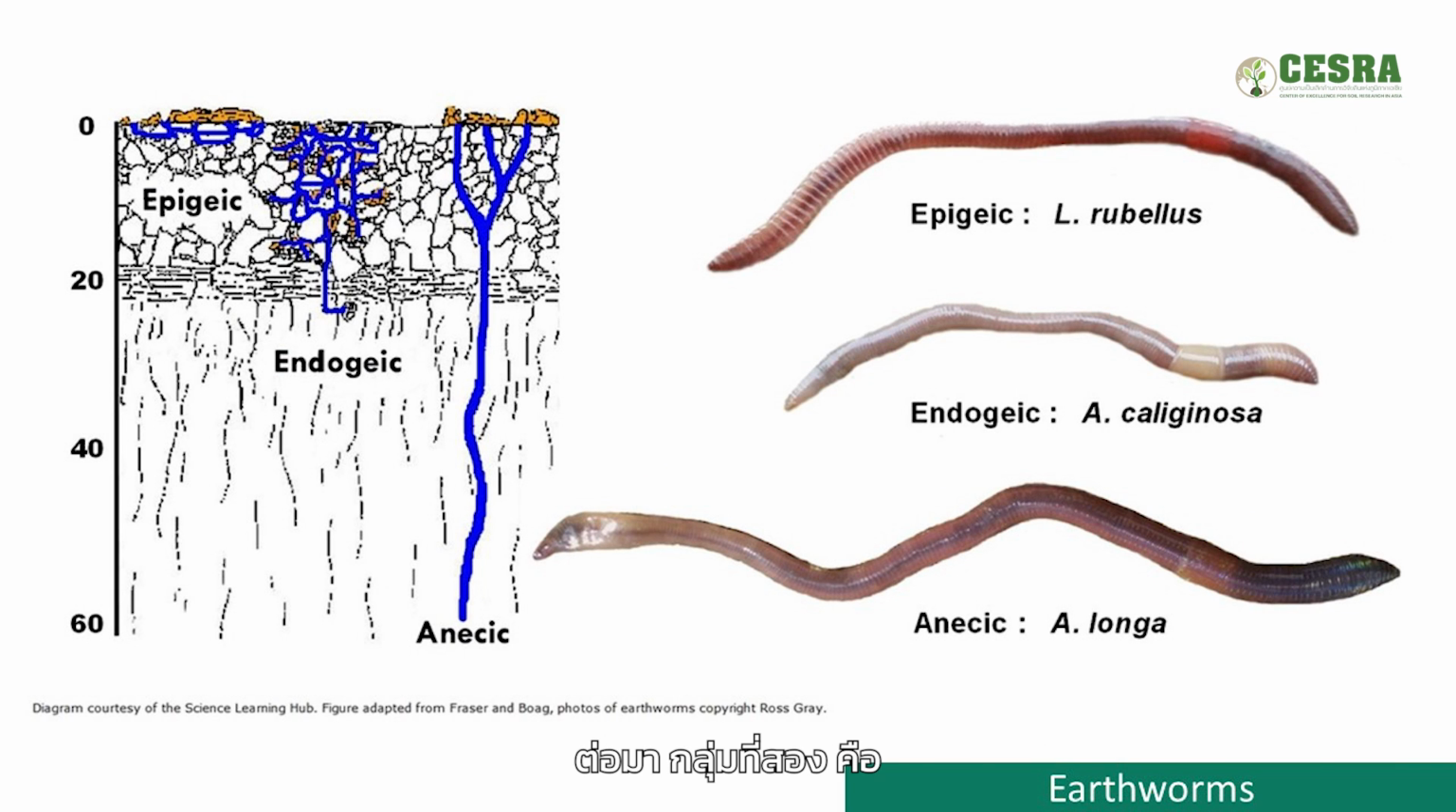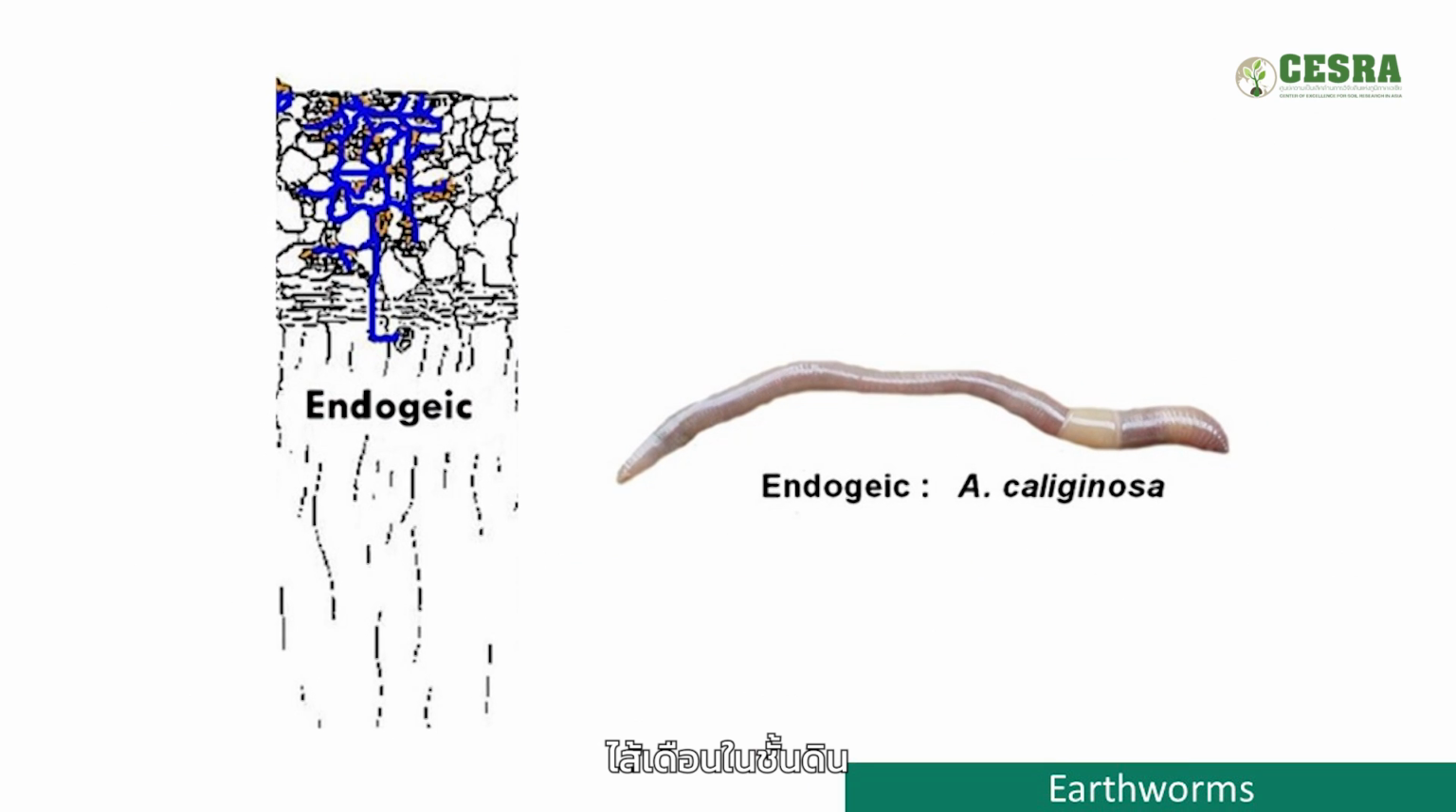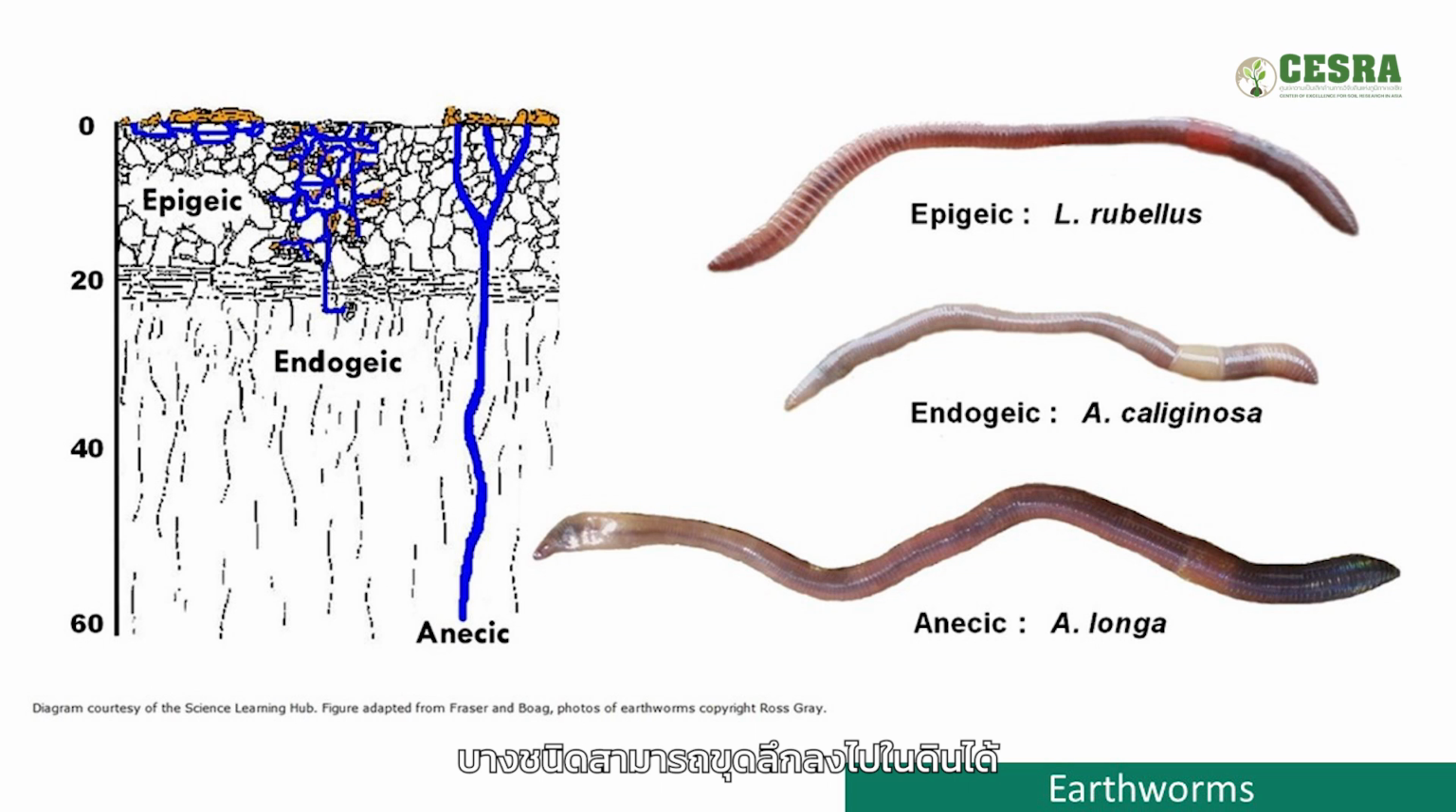Next, the second group is the endogeic earthworms. They live in and feed on the soil. They build horizontal burrows through the soil to move around and feed. This type of earthworm is often pale gray, pale pink, green, or blue in color. Some species can dig very deep into the ground.